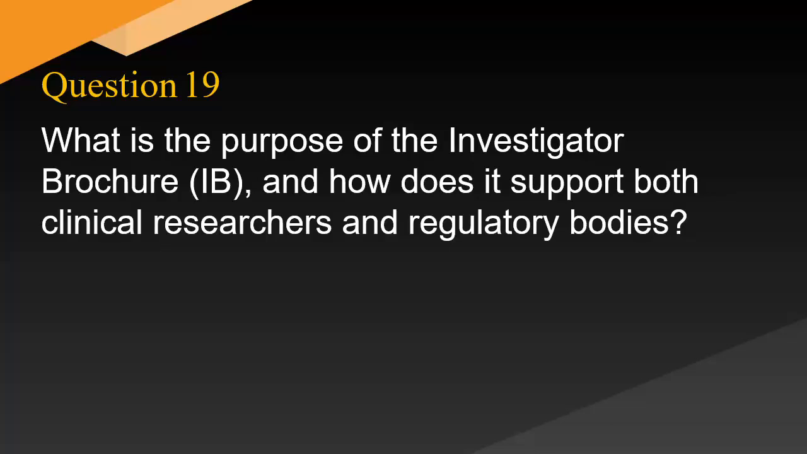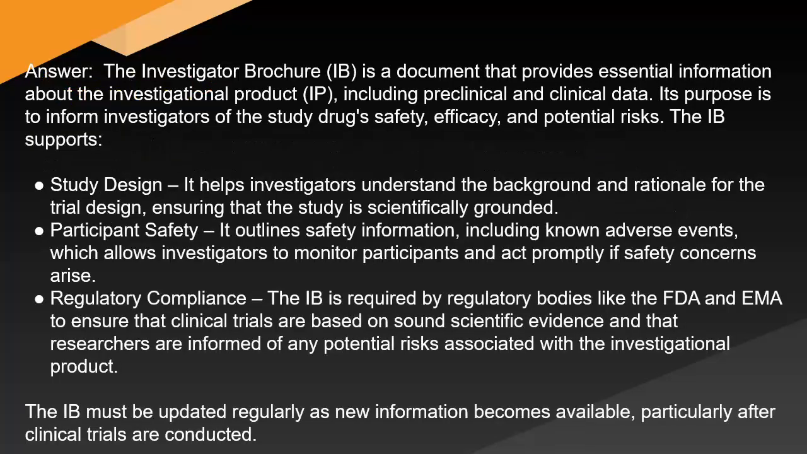What is the purpose of the investigator brochure (IB), and how does it support both clinical researchers and regulatory bodies? Answer: The investigator brochure (IB) is a document that provides essential information about the investigational product (IP), including preclinical and clinical data. Its purpose is to inform investigators of the study drug's safety, efficacy, and potential risks.